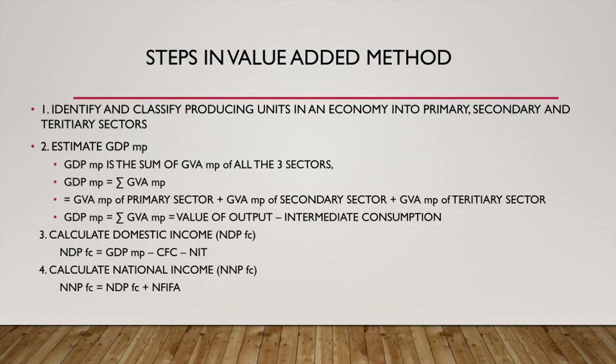After computing GDP-MP, the next step is to arrive at domestic income, that is NDP-FC. NDP-FC is equal to GDP-MP minus consumption of fixed capital minus net indirect tax. The last step is to estimate the net factor income from abroad and add that to the domestic income to get the national income. National income NNP-FC is equal to NDP-FC plus net factor income from abroad.